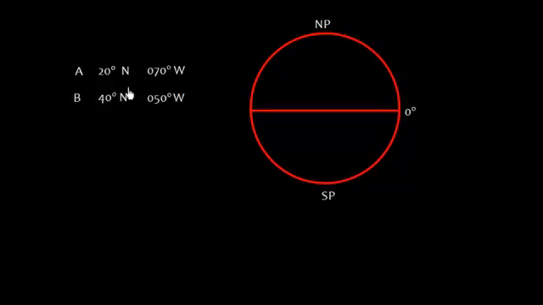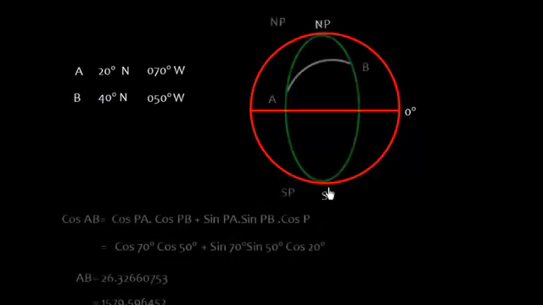Now let's solve this example. Suppose this is point A, which is 20 degree north and 70 degree west. Point B is 40 degree north and 50 degree west. This is the equator. Just for sake of understanding, this is north pole and south pole. We need to find great circle distance, initial course and final course.